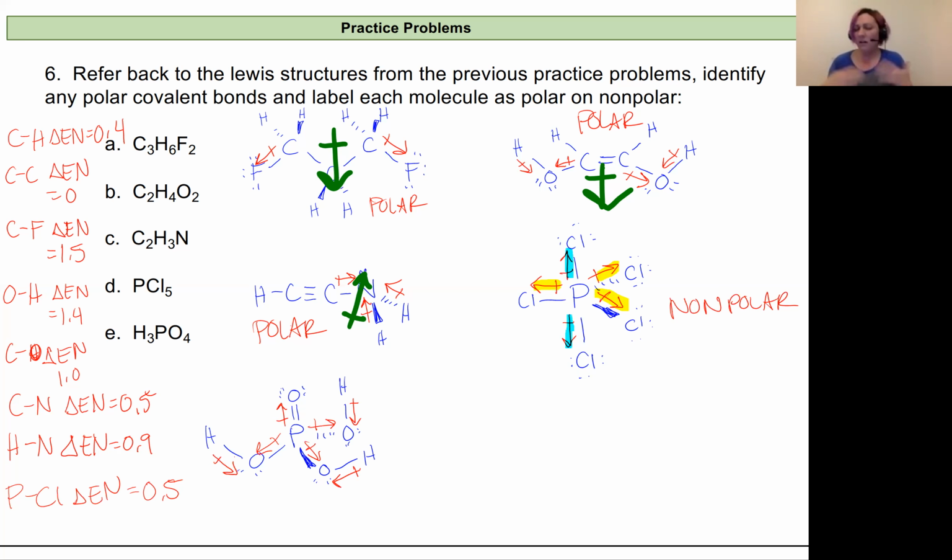And so while all of these bonds are polar, and I can definitely say that these 4 right here around the phosphorus cancel out, I can't say that the ones around the oxygens do though. And so it looks to me the way I've drawn it, and you might draw it differently, that there's a little bit of a dipole moment pointing down. And so I would call this a polar molecule.